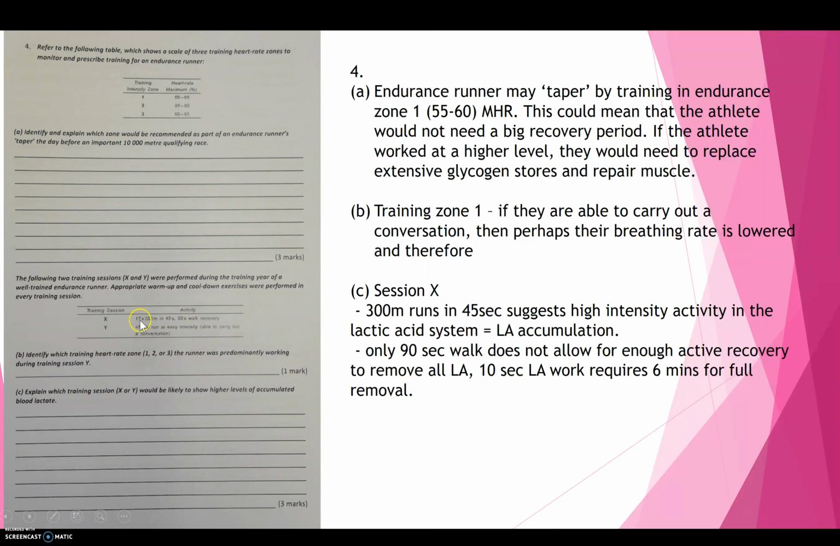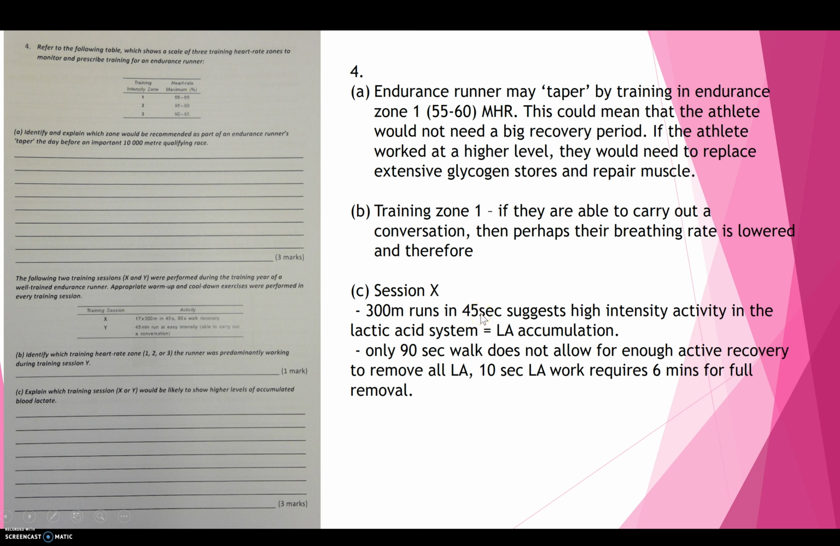But now we'll look at it. 17 times 300 metres in 45 seconds with 90 seconds walk recovery. The 45 seconds suggests high intensity activity in the lactic acid system. So you have to complete that 300 metres in 45 seconds, so you'd be pushing yourself.